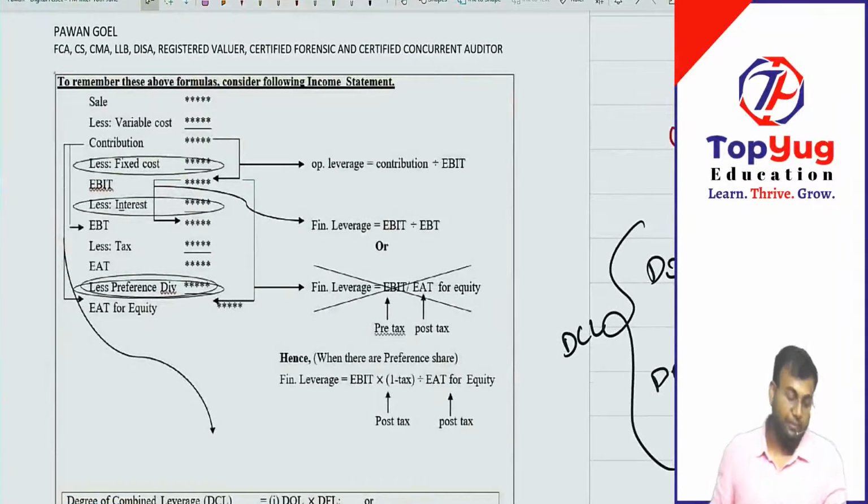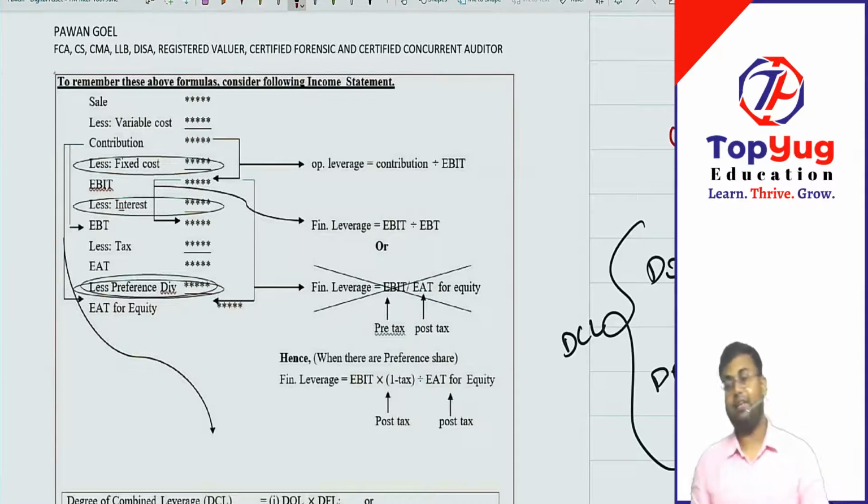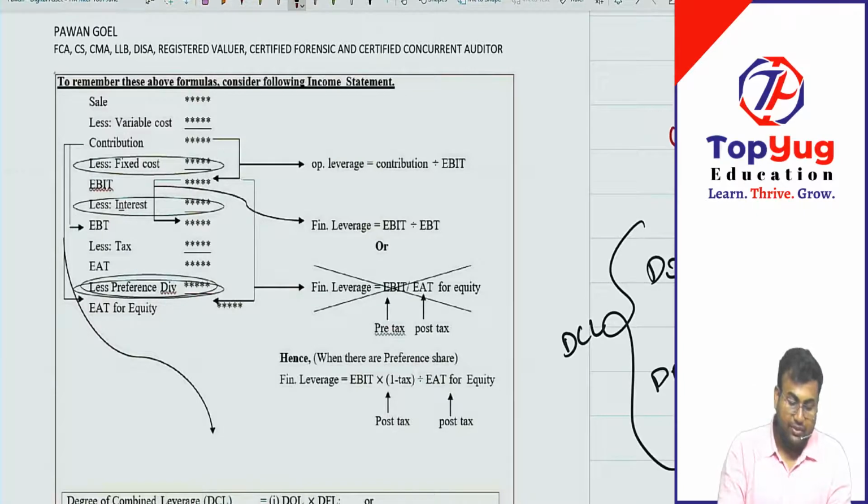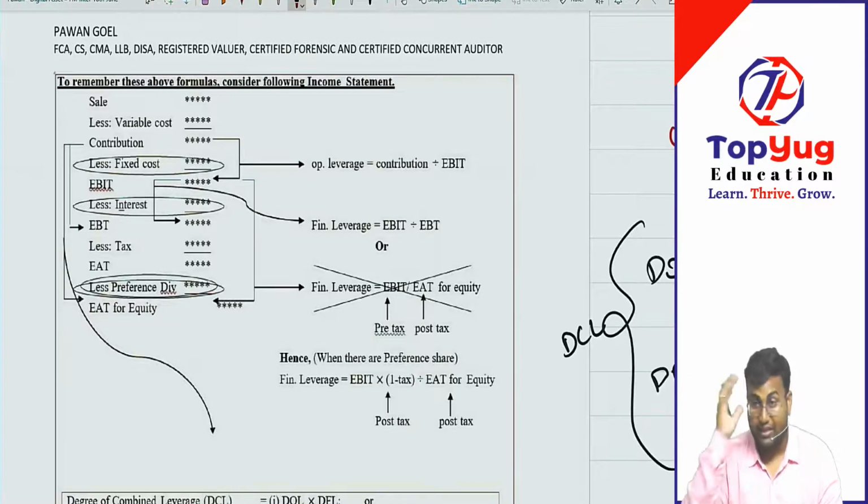This discussion also let me complete. This is a discussion of income statement. Already we have made it, so there is no discussion required. Sales minus variable cost, contribution minus fixed cost, EBIT minus interest, EBT minus tax, EAT minus preference dividend, it is EAT for equity. Correct. So here this difference, contribution to EBIT, will lead to operating leverage, that is contribution by EBIT. Here EBIT by EBT leads to financial leverage. If you take the overall and then do EBIT by EAT for equity, it is wrong. I myself have striked off. So that clear understanding I want to have.